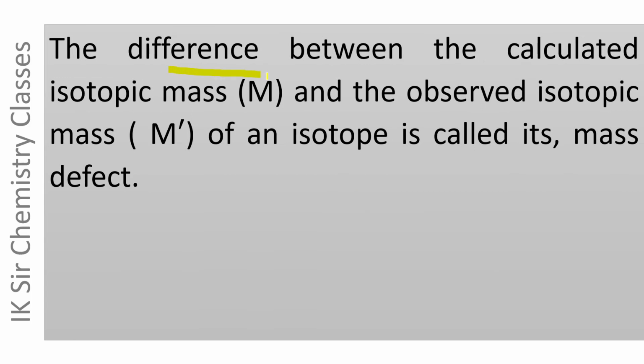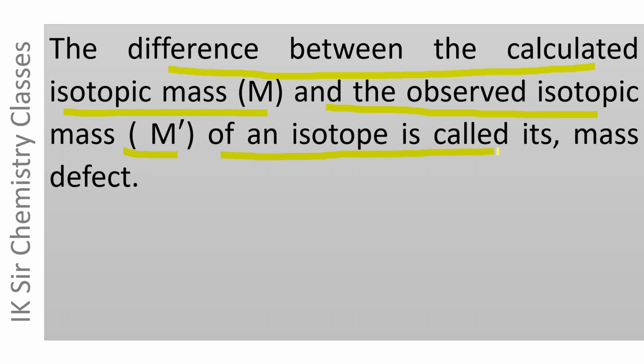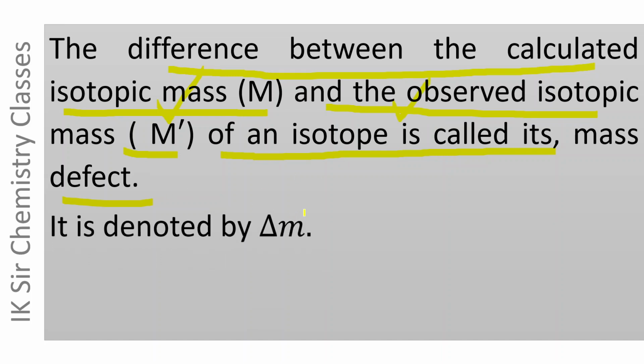The difference between the calculated isotopic mass, that is m, and the observed isotopic mass, that is m dash, of an isotope is called its mass defect. It is denoted by delta m, and therefore delta m can be given by m minus m dash, that is, calculated isotopic mass minus observed isotopic mass.